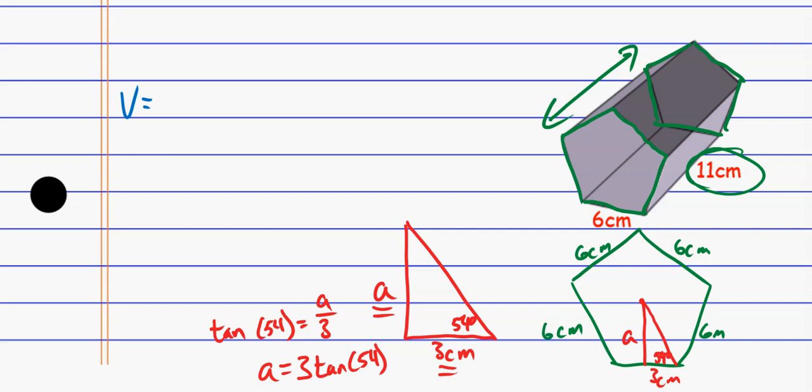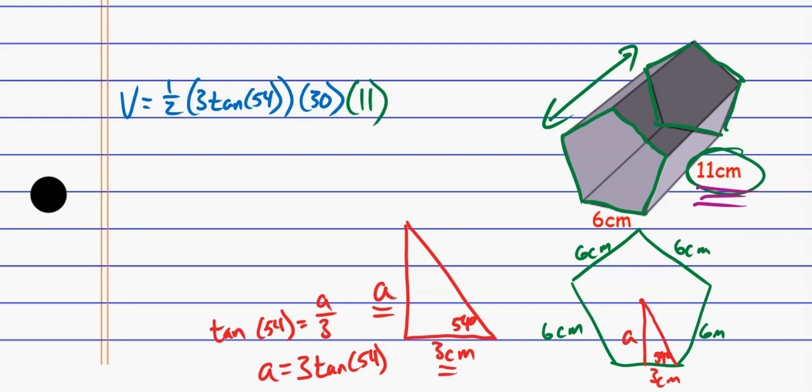So here, back to volume. Volume is 1/2 the apothem, which is the 3 tangent of 54, times the perimeter. The perimeter of this thing, because it's a pentagon and each side is 6, is going to be 30. Okay, so that's the area of the base, 1/2 the apothem times the perimeter. Now I need to take the area of the base and multiply it by the height, which we established quite a while ago as being that 11. Okay, so the 11 here is the height.